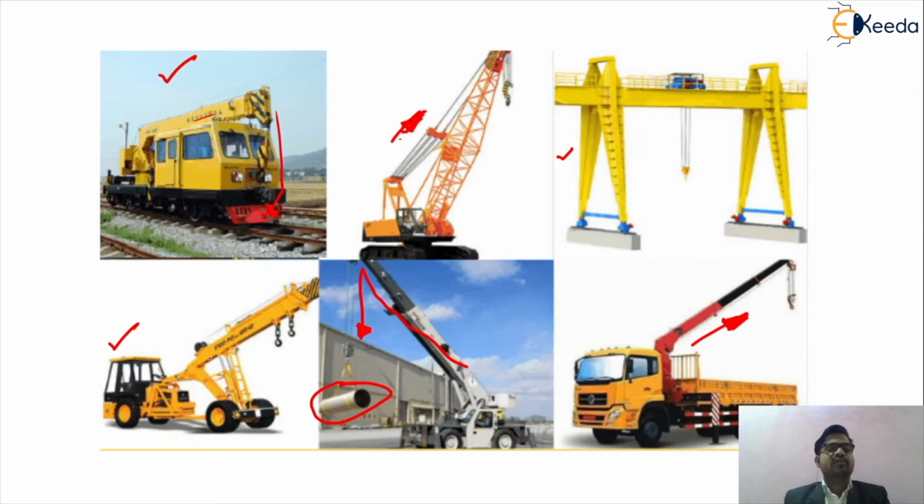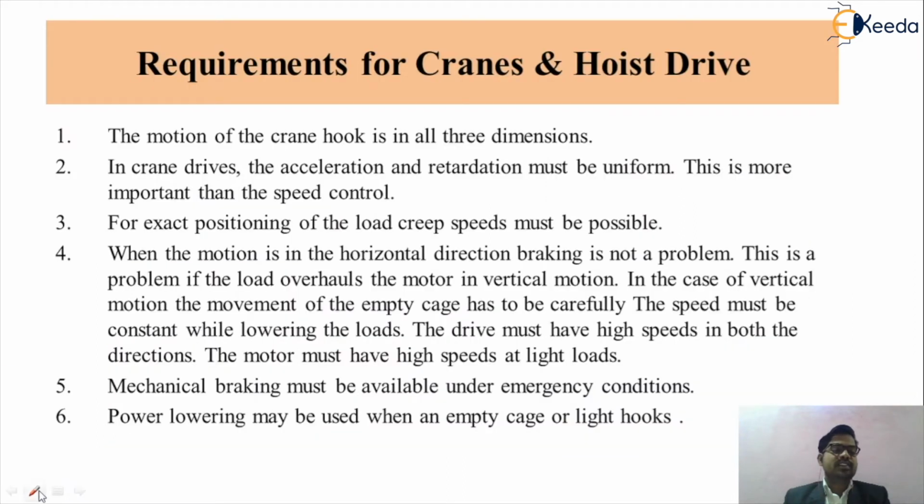And for the driving of those particular lifts and cranes, friends, we are using different types of motors. So let's begin. What are the different requirements of those motors for a particular application? So friends, the first requirement for the crane and hoist drive is that the motion of the crane hook is in all three dimensions.